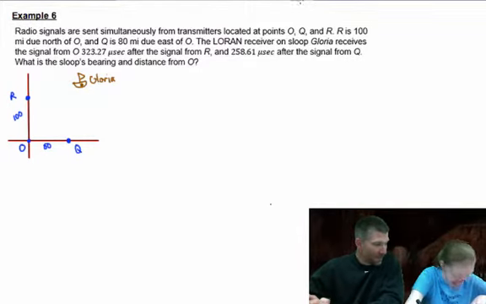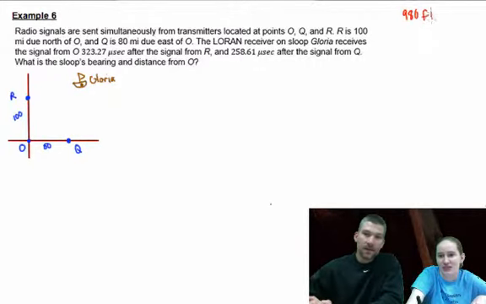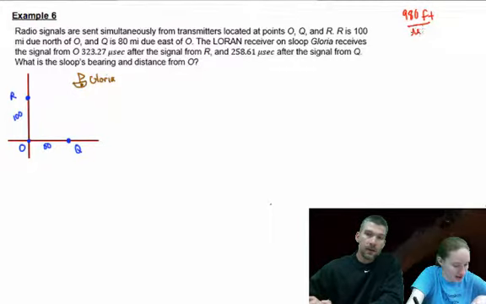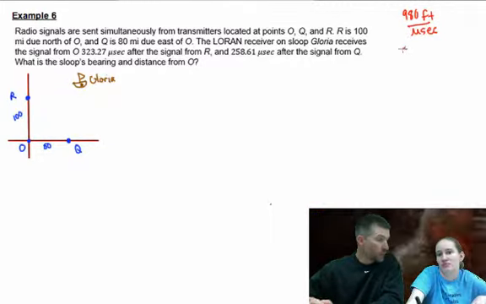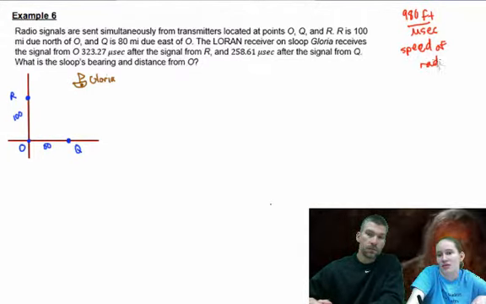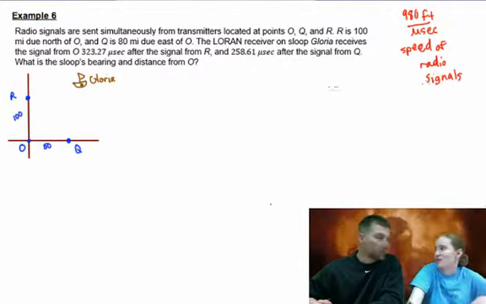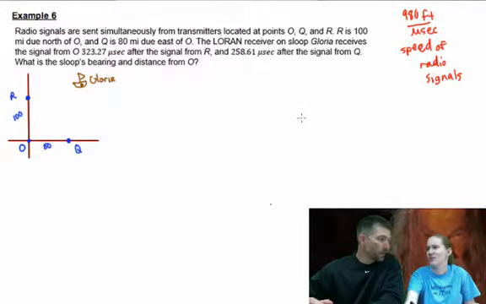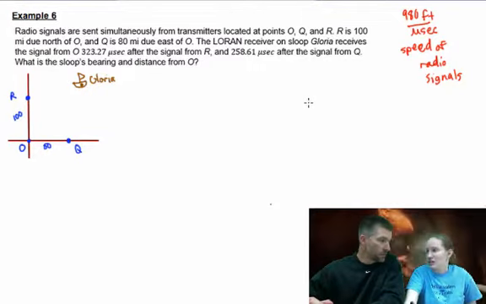One thing that we do need to know is that there are 980 feet per microsecond. That's a mu right there, by the way, in case you're wondering what that is. It's a Greek letter. That is how fast radio signals travel, which is pretty quick. That must be something similar to the speed of sound. No, radio waves travel as fast as light.